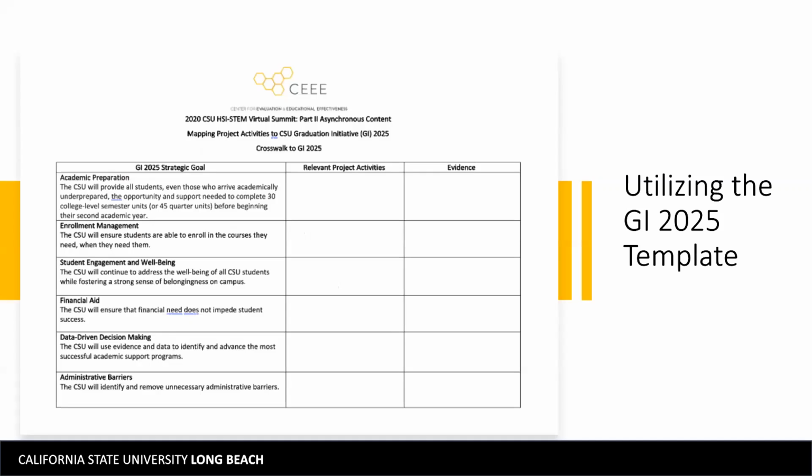Shown here is a template that we created at CEEE for mapping your project activities to the GI 2025 goals. This handout can be found on the right-hand side of this webpage. I recommend downloading the handout so you can begin mapping your project activities to the GI 2025 goals.